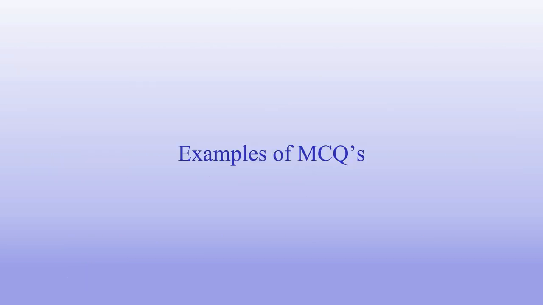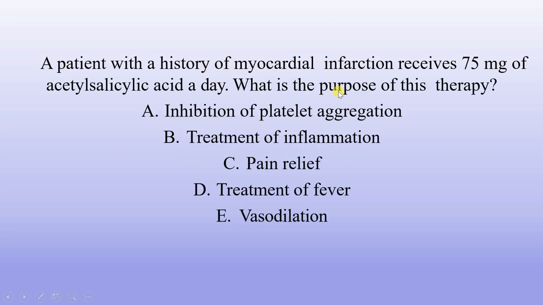And the last part of our lecture is examples of MCQs. A patient with a history of myocardial infarction receives 75 mg of acetylsalicylic acid a day. What is the purpose of this therapy? As I told you before, aspirin is used in low doses, less than 100 mg, if you would like to inhibit the platelet aggregation. So this will be the correct option, inhibition of platelet aggregation.